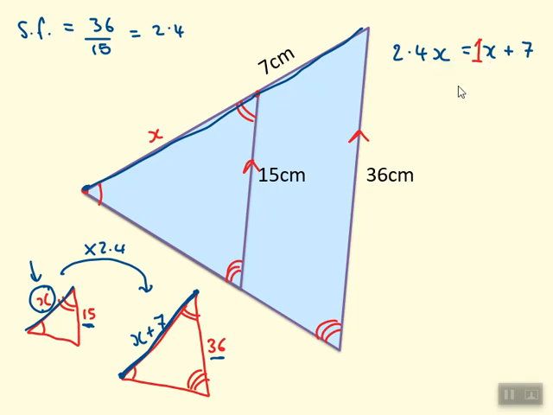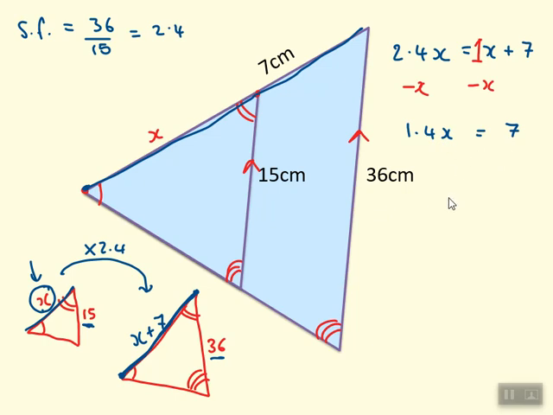So what we're going to do is balance this equation. So we're going to take off 1x from both sides of the equation. Okay, so doing that leaves us with the following. So that leaves us with 1.4x equals 7. Now think about this in a logical way. You've got 2.4 x's, you've just taken away a 1x, so that leaves you with 1.4.